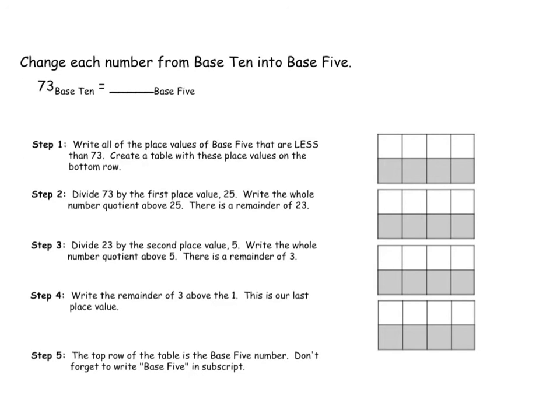Now we're going to move in the opposite direction. So we're going to start with numbers that are in base 10, the numbers we're used to, and we'll convert them to base 5 numbers. So the first step is to write all of the place values of base 5 that are less than our current number, in this case 73. Okay, so 125 is bigger than 73, so I don't need to write that down. I am going to start with 25, 5, and 1. And just like we did before, I'm just going to copy that down to each of our steps.